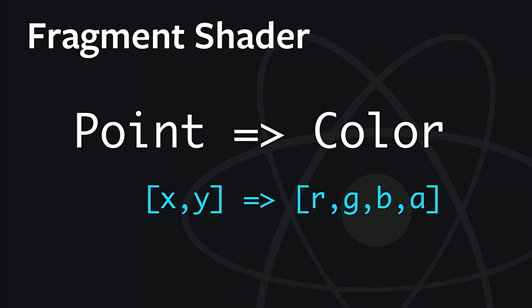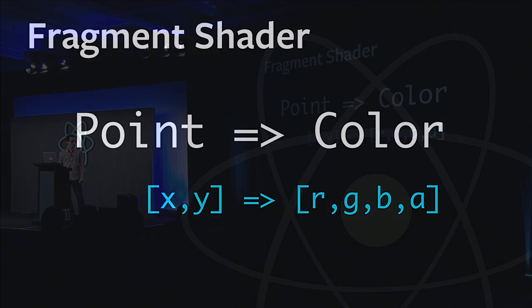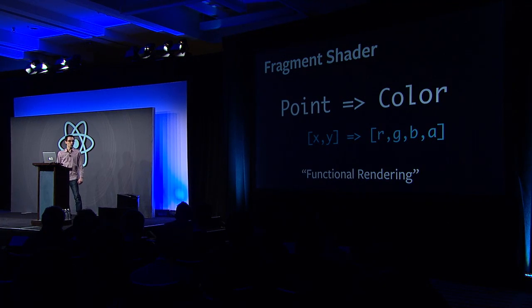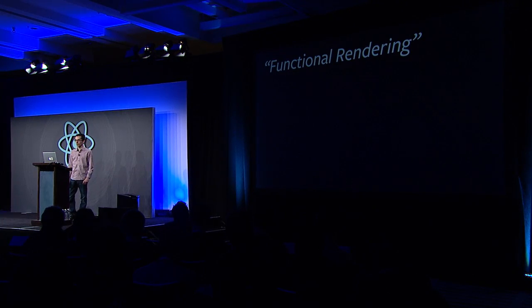But what is a fragment shader, actually? A fragment shader is just a function from point to color. For a given coordinate, x and y, you have to give a color, RGBA. It's a really interesting paradigm that I like to call functional rendering. It's just a function.